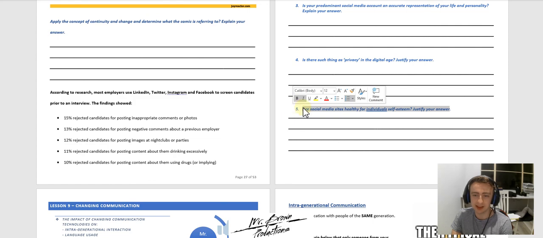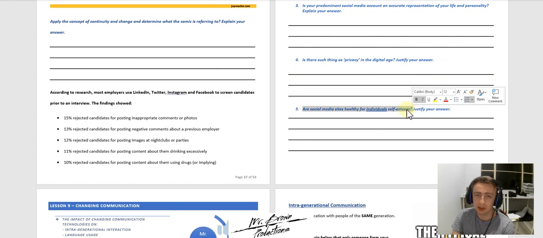And last but not least, are social media sites healthy for individuals' self-esteem? Justify your answer. Here I want you to make a judgment on whether or not they are good for your self-esteem. And if you answer no, why are you using it?